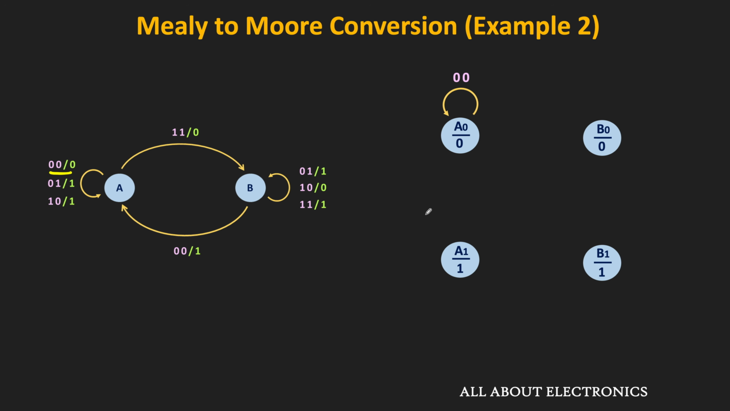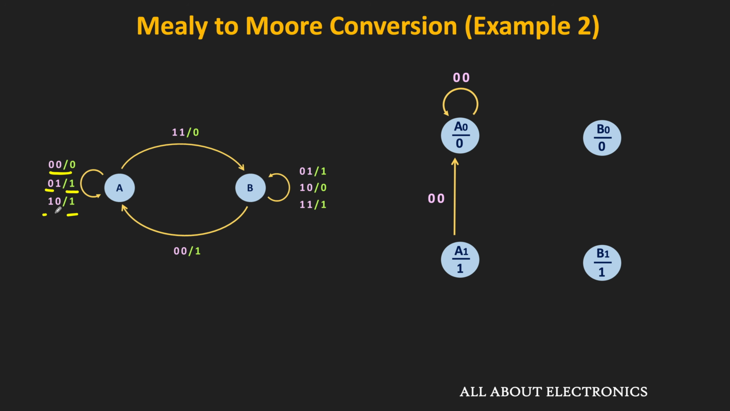While for the same input, if we see this A1 state, then it will do a transition from A1 to A0 state. Because in this A0 state only, the output of the machine is equal to 0. Therefore, for this 0, 0 input, we will have a transition from A1 to A0 state.